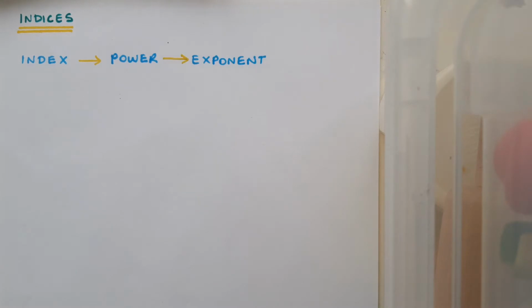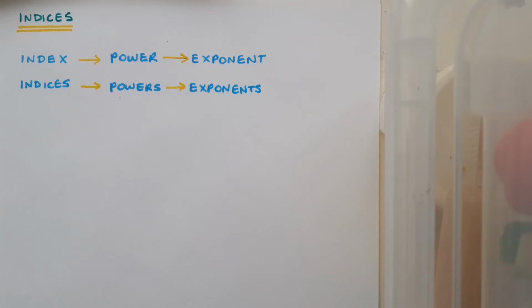This video is about indices. First, a little vocabulary. Indices is the plural, index is the singular, and index just means power. Another commonly used word for the same thing is exponent. And so, like I said, the plural is indices, which is just the same thing as powers or exponents.